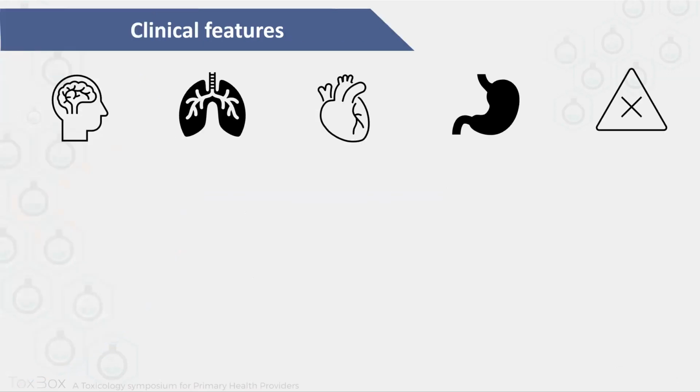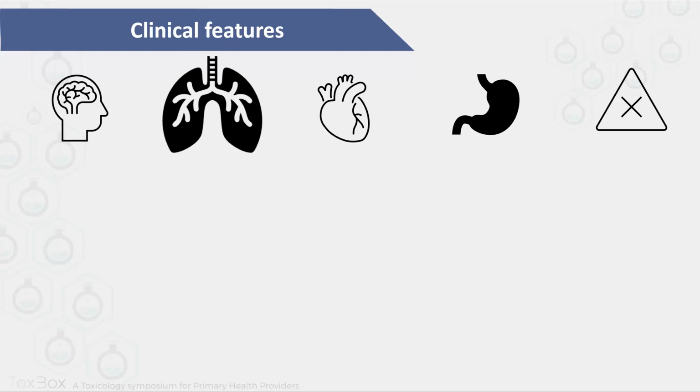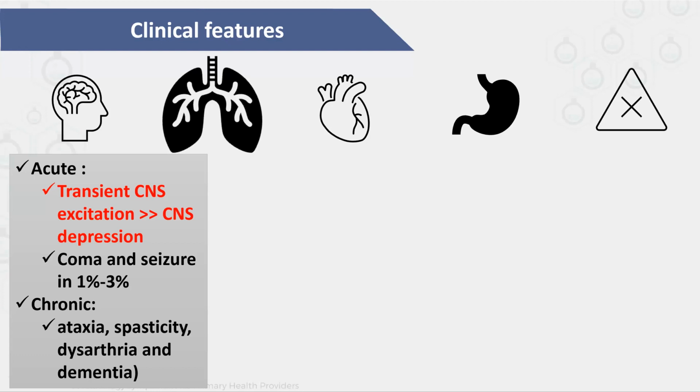Now, what are the clinical features of hydrocarbon toxicity? There are three main organs that are affected by hydrocarbons: mainly the CNS, the lungs, and the heart. And the most serious side effects occur in the lung because of the aspiration, as I will explain in the next slides. In terms of CNS, we have acute complications and chronic complications. From the acute, it causes transient CNS excitation, and that's why the abusers are taking this; they abuse these products because of the CNS excitation. But later it goes to CNS depression.